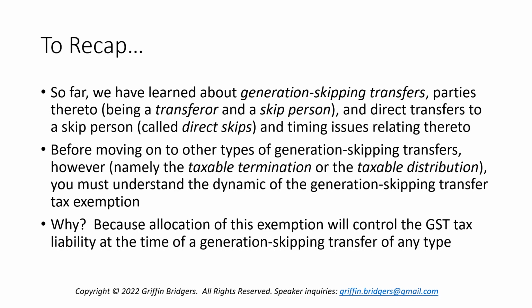Why? Because it's the allocation of this exemption which will control the GST tax liability at the time that there is any form of generation skipping transfer of any type, especially one that might happen in the future. Because as we learned in the last class, there's a timing difference between the direct skip, at which point there's a GST tax immediately, potentially, versus a taxable termination or a taxable distribution, which defers the GST tax liability to some point in the future. And the determination of that GST tax liability at that point in the future will be heavily dependent on an upfront allocation of the GST tax exemption, which we'll dive into in great detail across a number of courses.